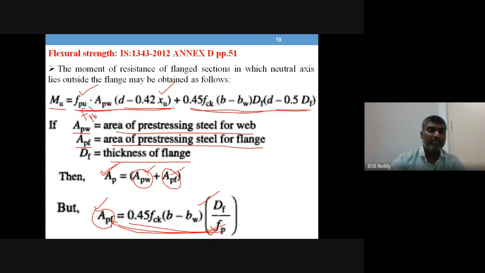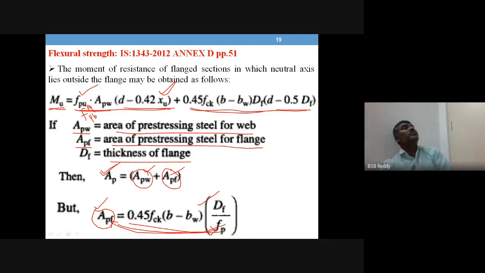So FPB means FPU in this formula. Okay, and XU substitute for this. Remaining all others are given data. Just substitute all other values. Get the MU value, moment of resistance for flanged sections with neutral axis falling outside the flange.